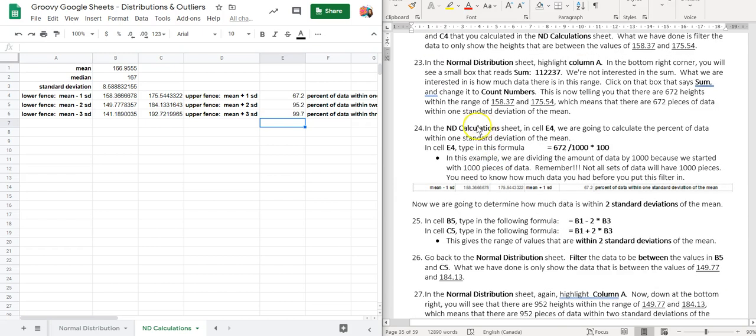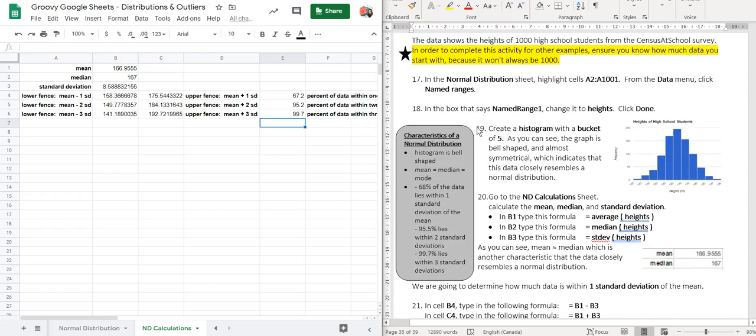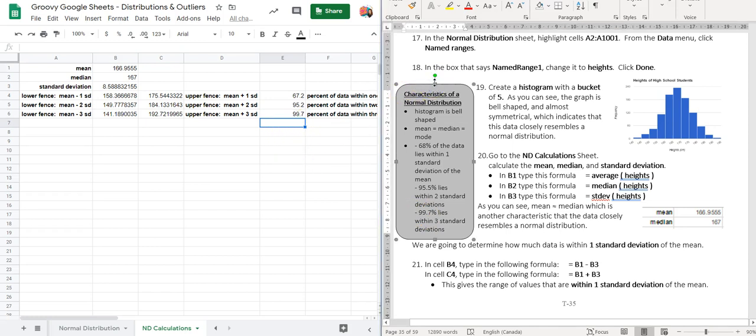In a perfect normal distribution, the percent of data within 3 standard deviations would be 99.7, so we're bang on. So this is altogether your last piece of evidence of whether your data is normally distributed or not. If these percentages are approximately in the ratio of 68 to 95.5 to 99.7, that's your last piece of evidence that you have a normal distribution.